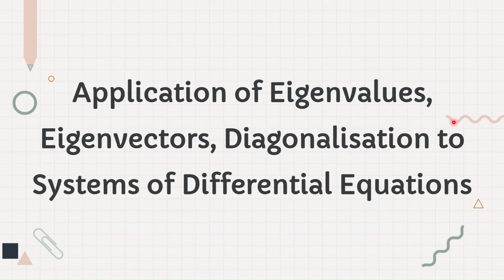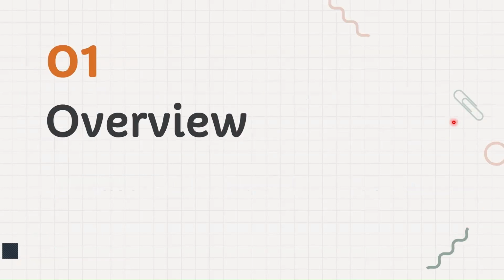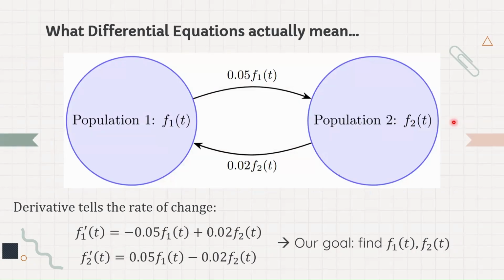We can apply diagonalization to systems of differential equations. So first, we must understand what differential equations are. In this example, f1(t) is the function of the population of city 1 at time t, and f2(t) is the function of the population of city 2 at time t. The derivative of f1 tells us how fast the population of city 1 is increasing or decreasing at time t.